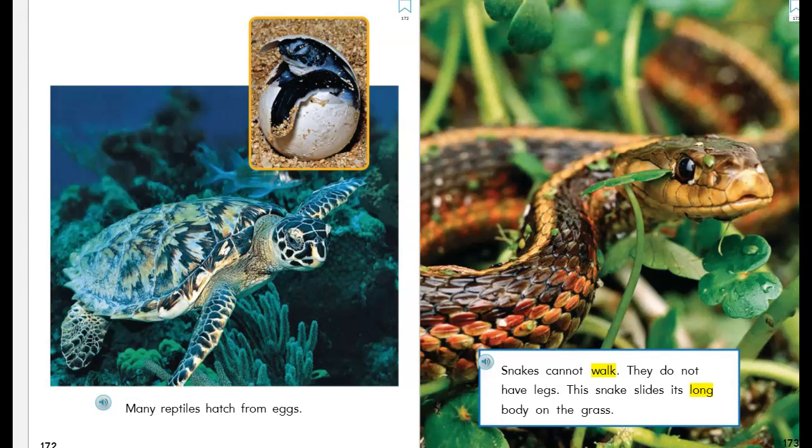What is different about how turtles and snakes move? Well, turtles can swim and walk on land. Snakes cannot walk on land. Turtles have these little legs, so that's how they are able to walk up onto land. They also have hard shells to protect themselves.